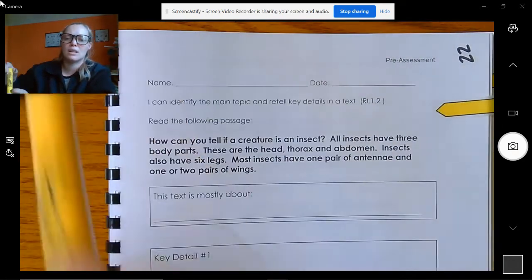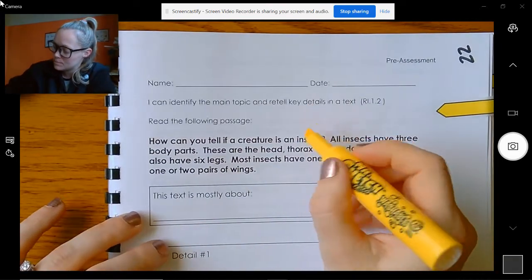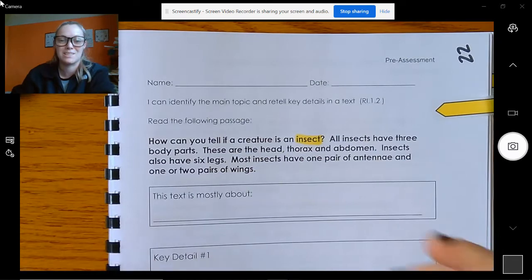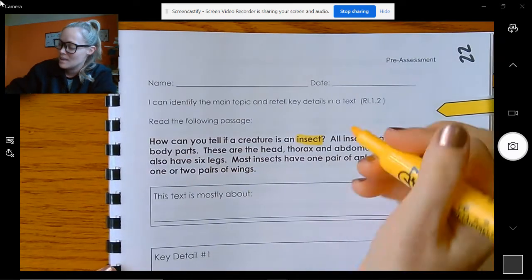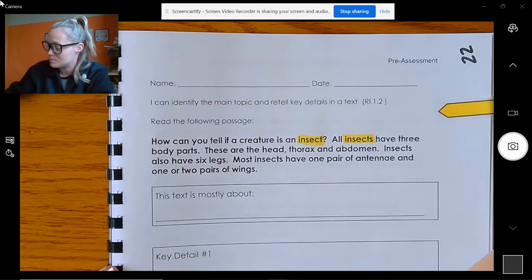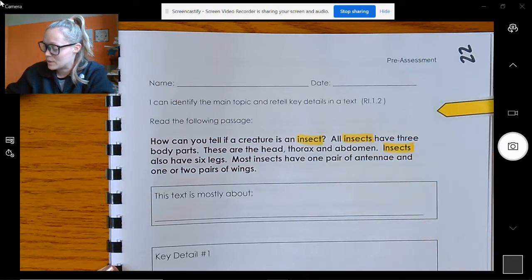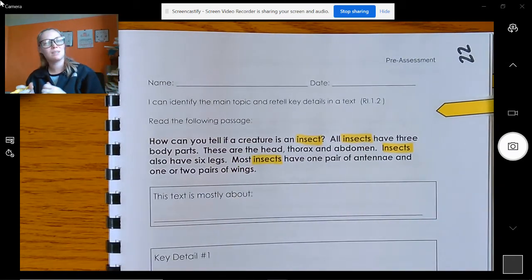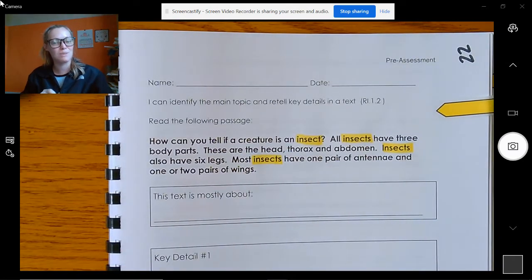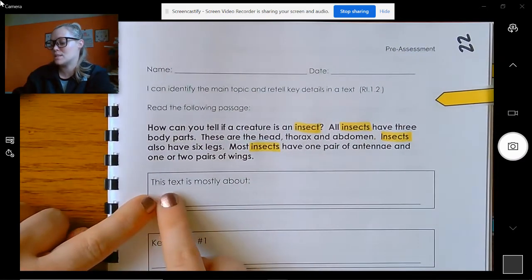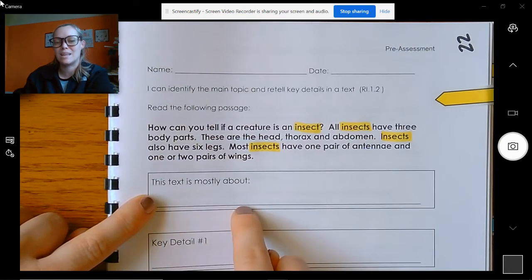So I did hear a key word a few times, and I'm looking at my topic sentence, and my topic sentence mentions insects. This sentence mentions insects. See that word again. Almost every single sentence mentions the word insects. What do you think this is about? I think this is mostly about insects. So I could write, this text is mostly about, and I could write insects.